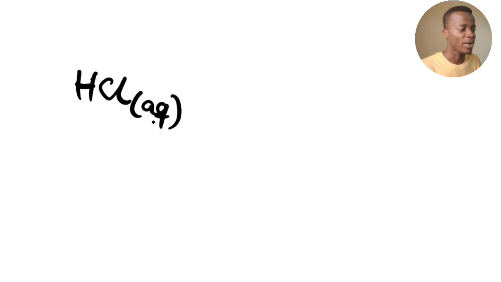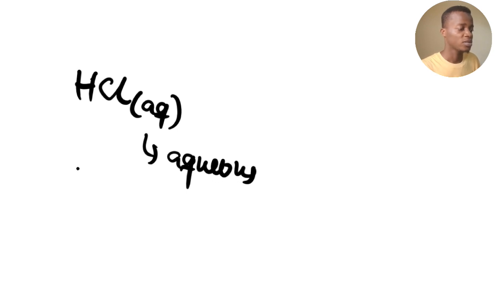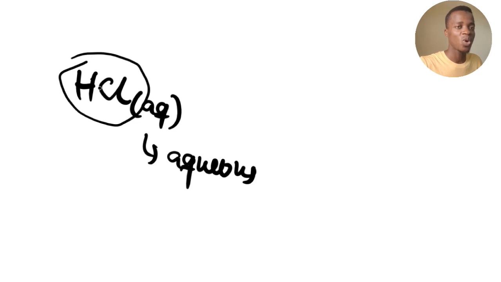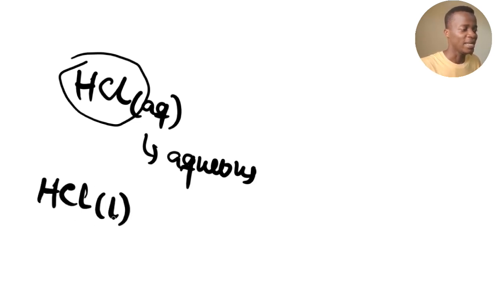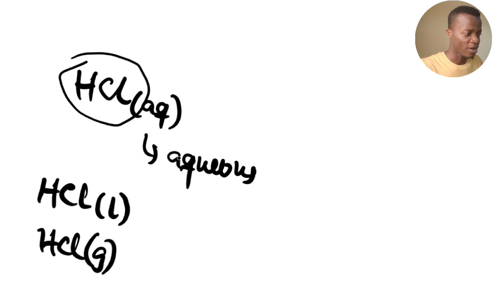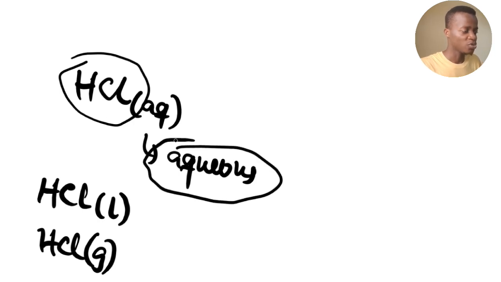So this is hydrogen chloride, right? But you see aq. Aq means aqueous, meaning this HCl is dissolved in water. If it's the liquid or gaseous form of HCl, it is hydrogen chloride. But if you have HCl aqueous, that's HCl dissolved in water, and that's what the name implies.